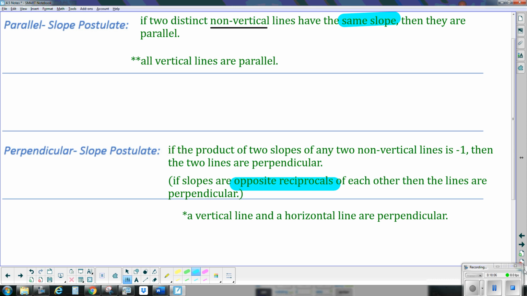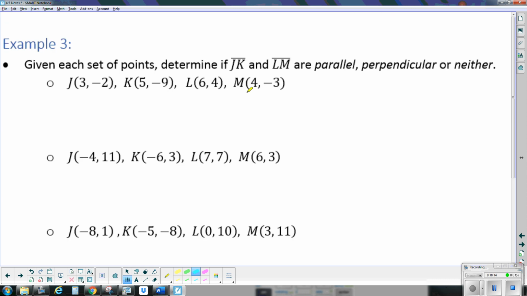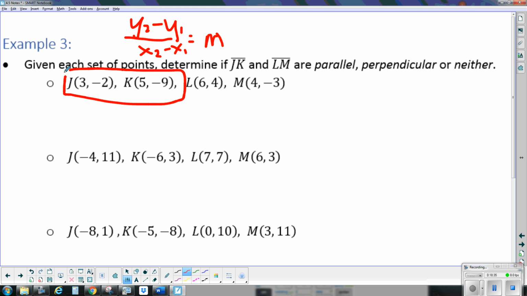Okay, so let's look at a couple more examples where we're determining whether or not lines are parallel, perpendicular, or neither. So we're going to use, again, the formula y2 minus y1 over x2 minus x1. And that is equal to our slope. So we have to find the slope of JK, and then we have to find the slope of LM. Okay, so let's find the slopes first.